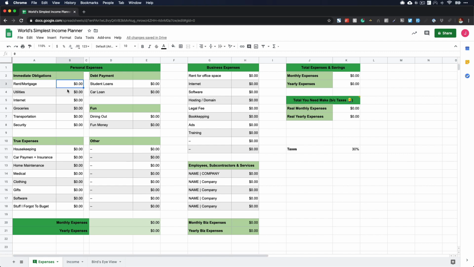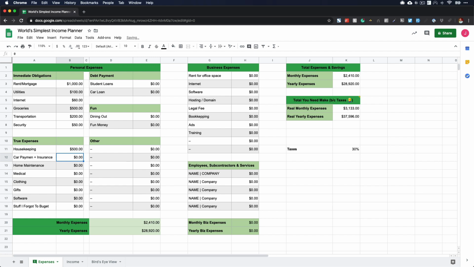Well, you just fill in the gaps and the world's simplest income planner will make all the calculations for you. And here's an example. Let's say that you pay around $1,000 in rent, $100 in utilities, $60 on internet, $500 on groceries. You spend around $200 in transportation, gas, and everything else. You have a security system. They charge you $50, let's say. Housekeeping, let's say that's another $500.